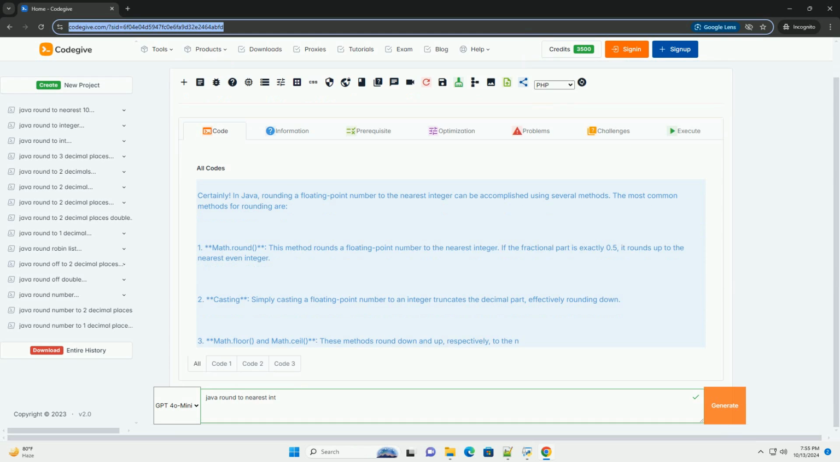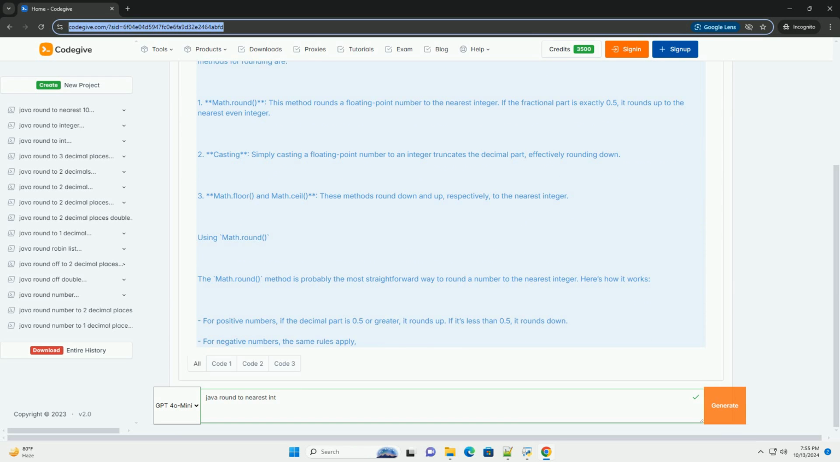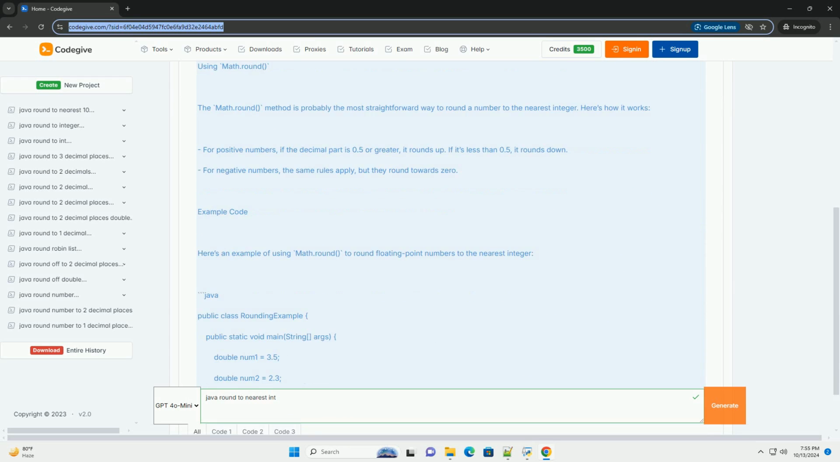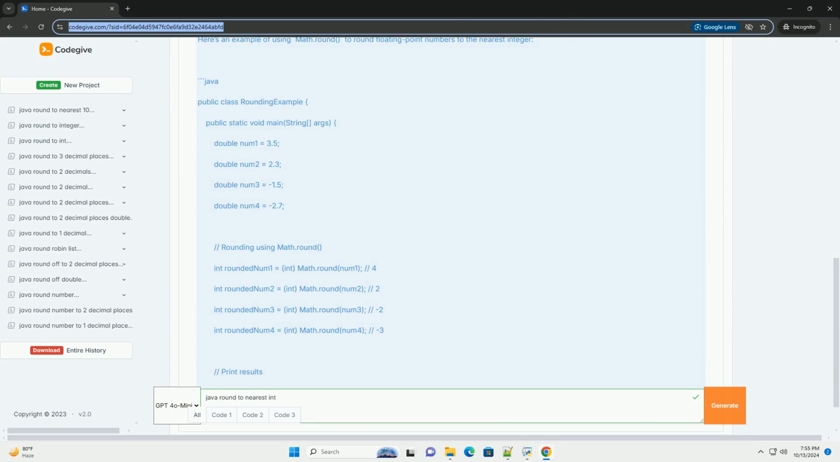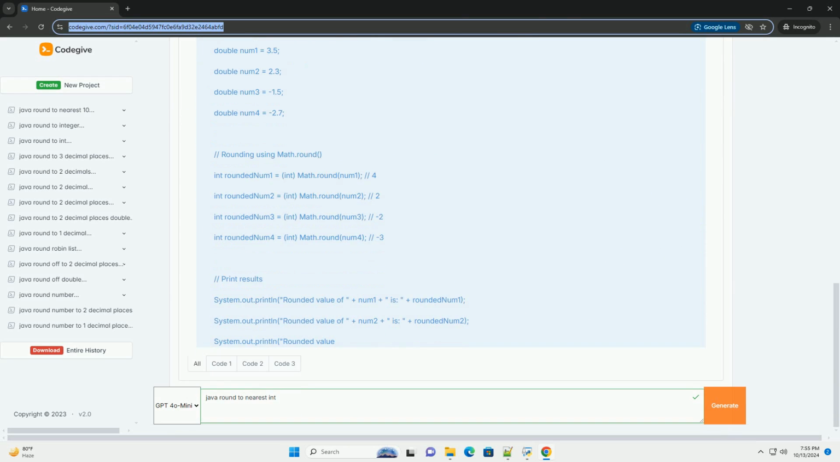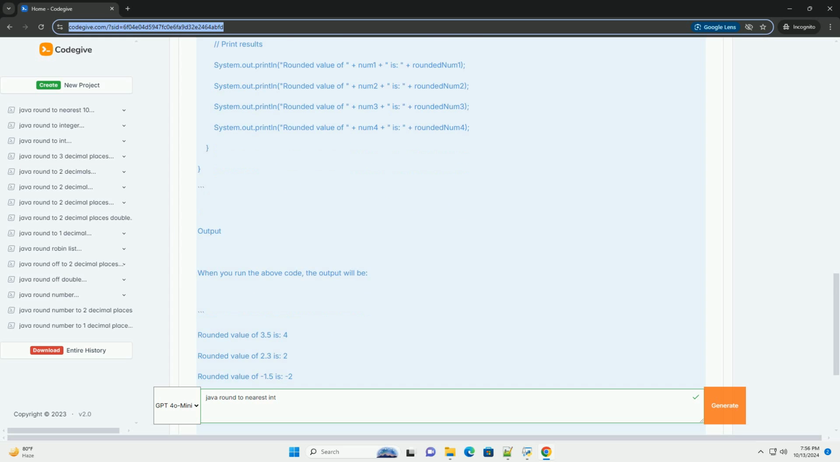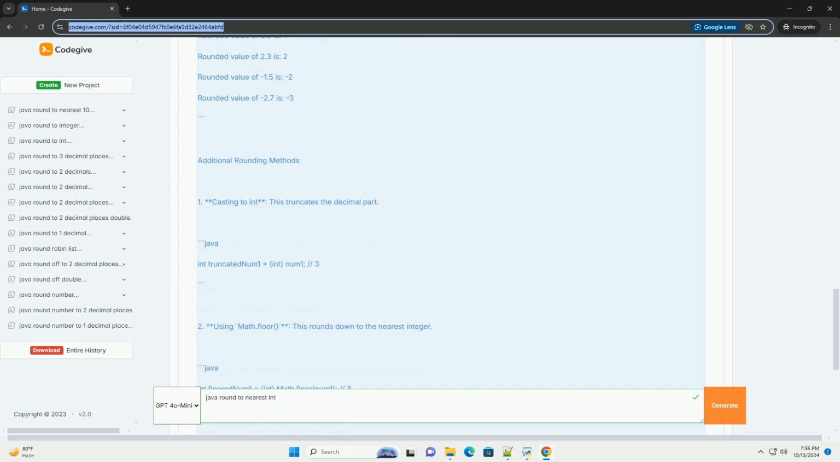Certainly. In Java, rounding a floating point number to the nearest integer can be accomplished using several methods. The most common methods for rounding are: 1. Math.round. This method rounds a floating point number to the nearest integer. If the fractional part is exactly 0.5, it rounds up to the nearest even integer.